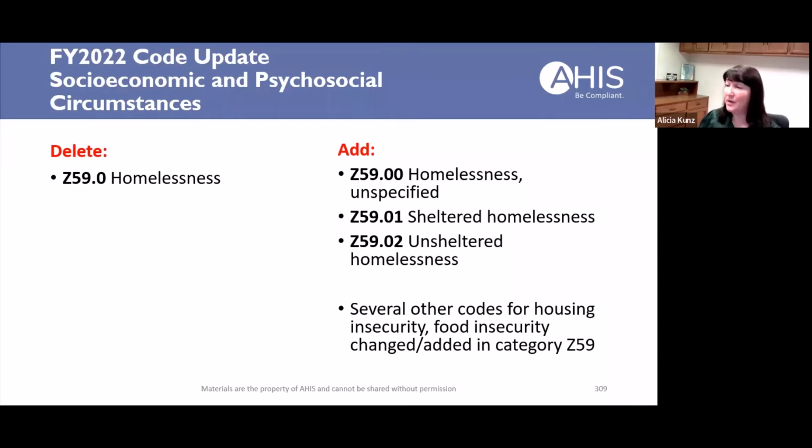Is it unspecified? We don't really have much information other than the fact that they're homeless. You would use Z59.00. If they are homeless, but they're in a shelter, we would use Z59.01, and we would use Z59.02 if they are unsheltered, living on the street. There is a difference in the care maybe somebody's going to get in a shelter versus on the street. Different risk factors, all kinds of stuff. So we really want to know that information if we can. And then we also have some codes from Z59 for other food security, etc. They've added those to that category.